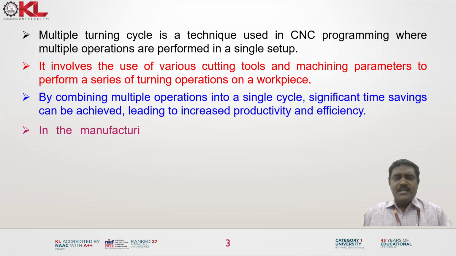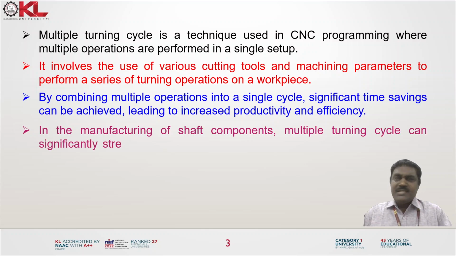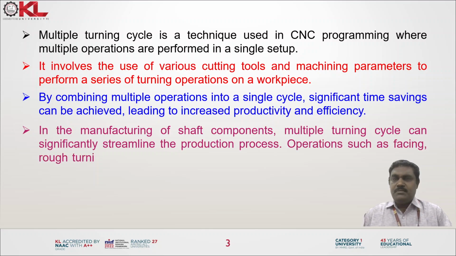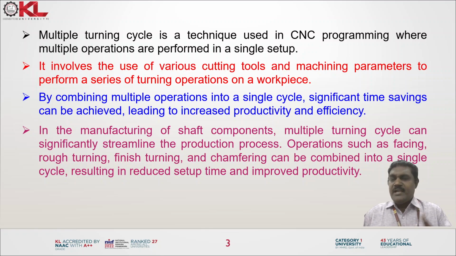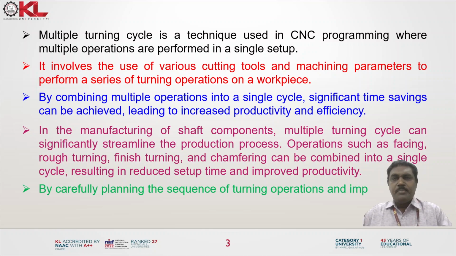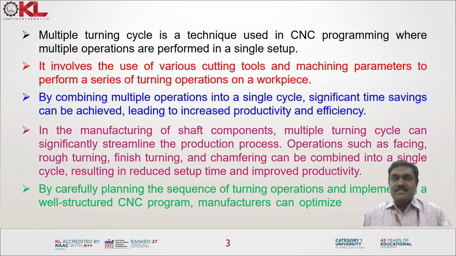In the manufacturing of shaft components, multiple turning cycle can significantly streamline the production process. Operations such as facing, rough turning, finish turning, and chamfering can be combined into a single cycle, resulting in reduced setup time and improved productivity. So, by carefully planning the sequence of turning operations and implementing a well structured CNC program, manufacturers can optimize their production process and achieve higher productivity.